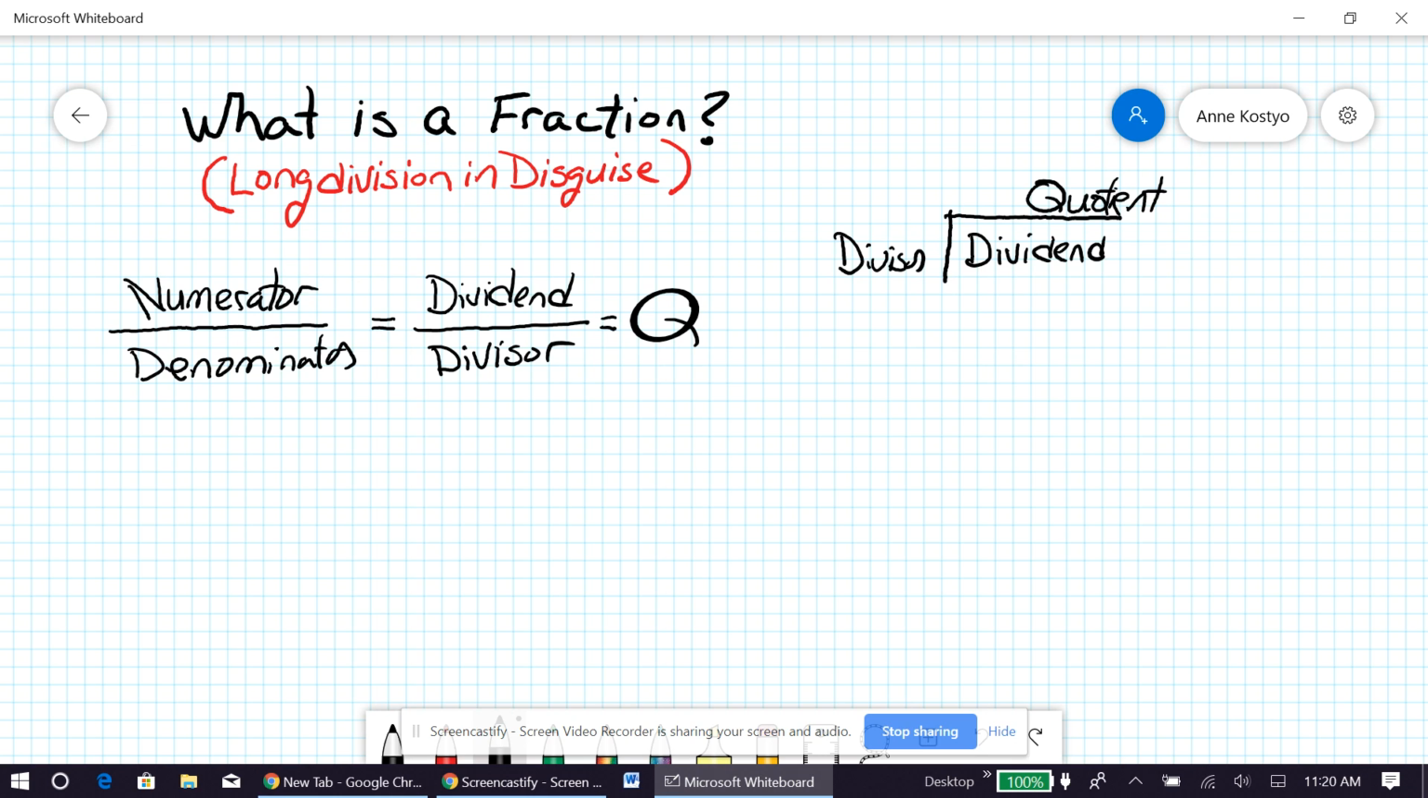So that's really all there is to a fraction. It's just long division in disguise.